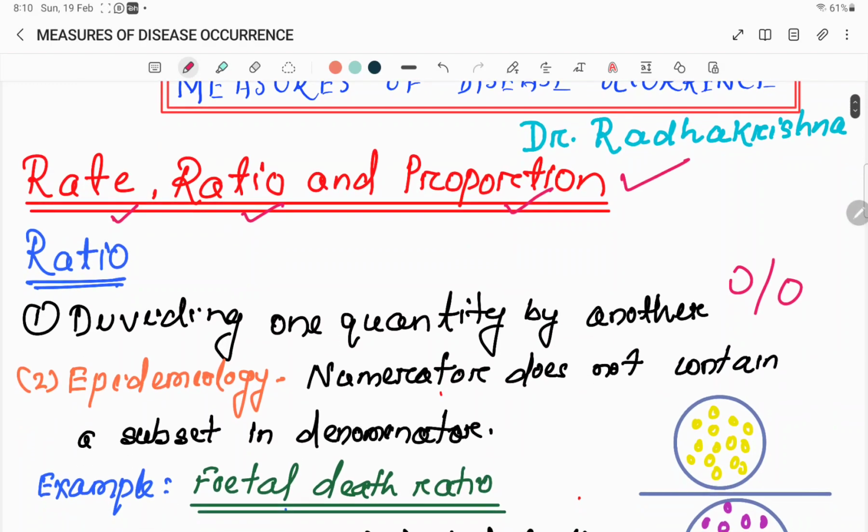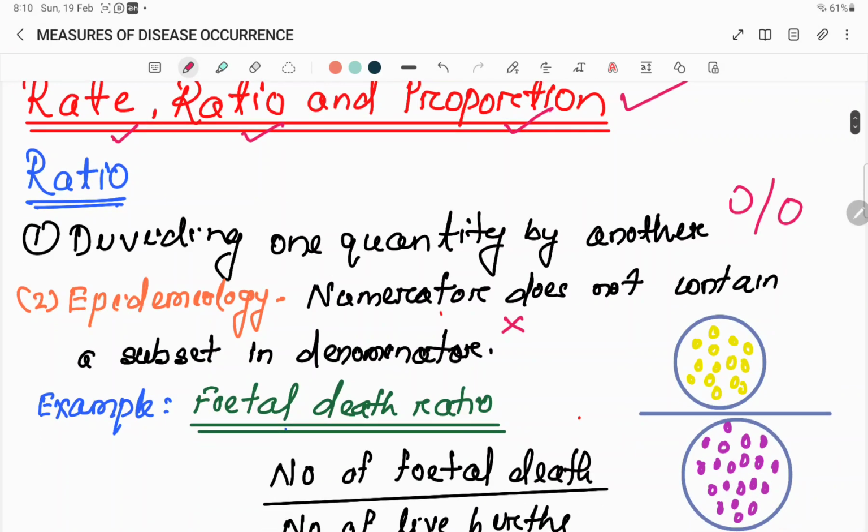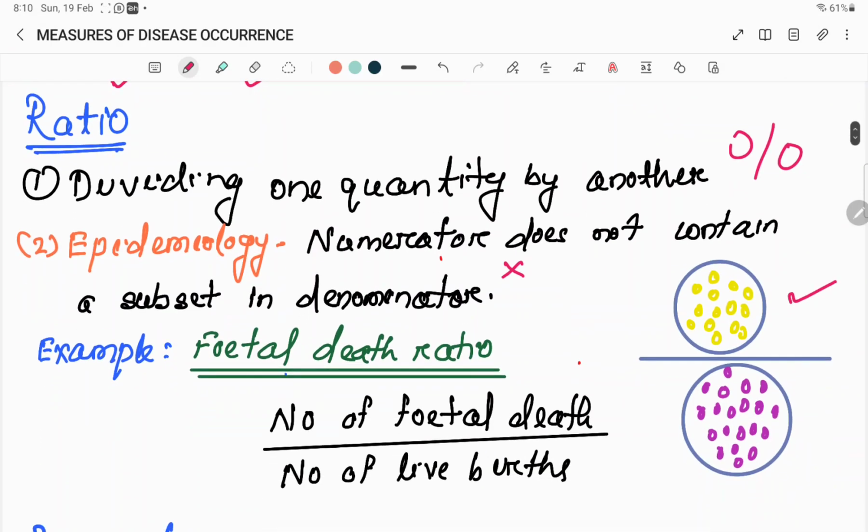And when it comes to epidemiology, the numerator usually does not contain a subset of the denominator. We can understand by seeing this image. In this image, the numerator contains the yellow dots while the denominator contains the pink dots. Therefore, we can say the numerator component is different and the denominator component is different.